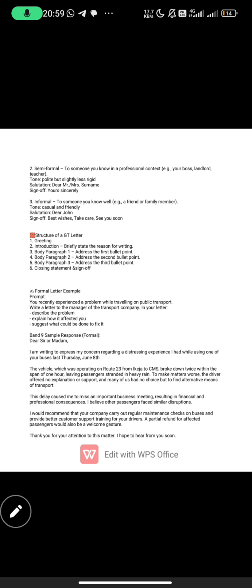I believe other passengers face similar disruptions. Full stop. Always punctuate well. Because in your third bullet point you suggest what could be done: I would recommend that your company carry out regular maintenance checks on buses and provide better customer support training for your drivers. A partial refund for affected passengers would also be a welcome gesture. You see that? And then your closing statement: Thank you for your attention to this matter.